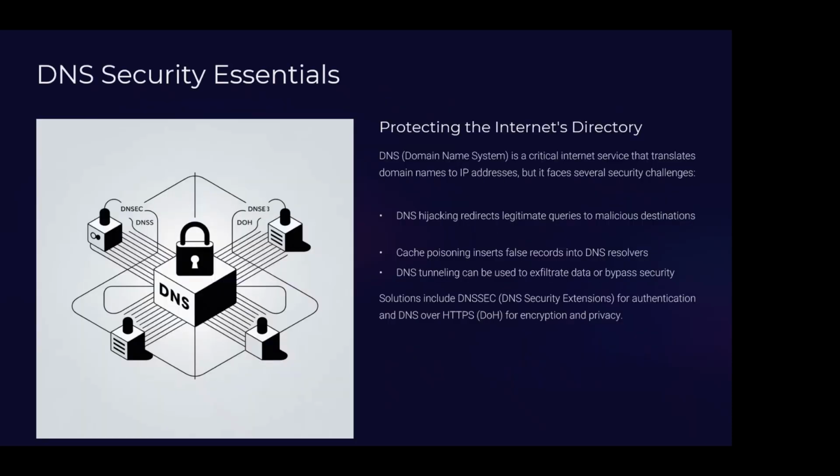Next is DNS security. Now, DNS systems are frequent targets of attacks. So, protecting the internal directories is very important. One example of a cloud-based DNS security system is Cisco Umbrella. This is a DNS resolver which blocks the malicious destinations.